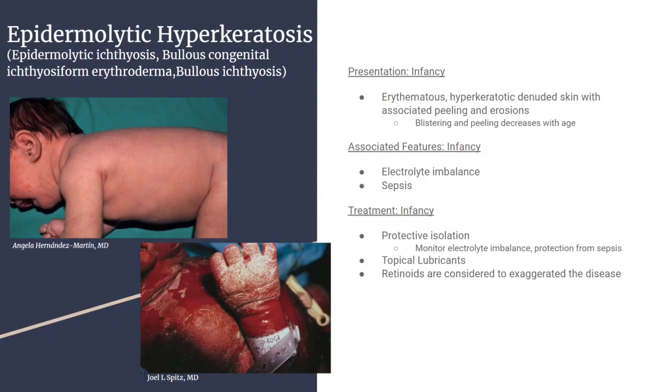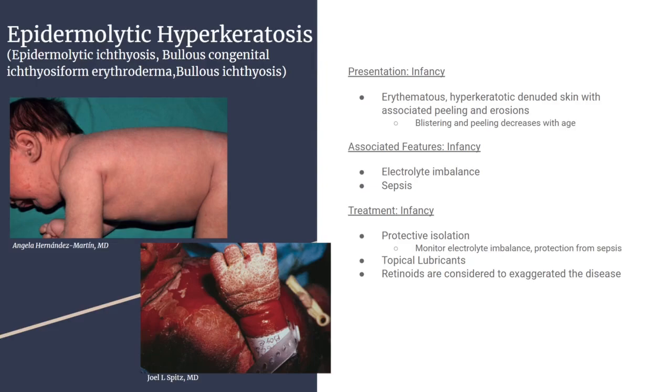Alrighty, next disease on our list here to cover is epidermolytic hyperkeratosis. Now, you will see this under several different names. You'll see it under epidermolytic ichthyosis, bullous congenital ichthyosiform erythroderma, bullous ichthyosis. And some people categorize these slightly differently. Some people categorize them the same, but they all share one characteristic, and that is the pathological finding of epidermolytic hyperkeratosis.